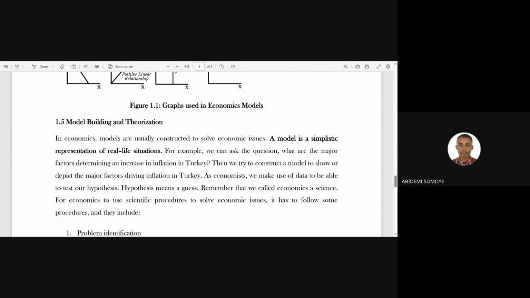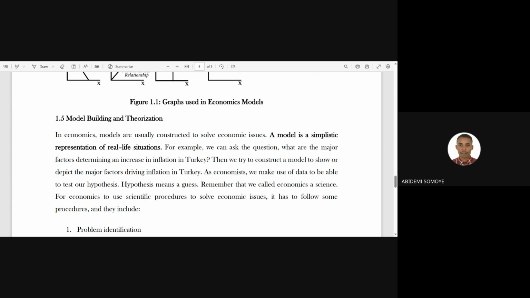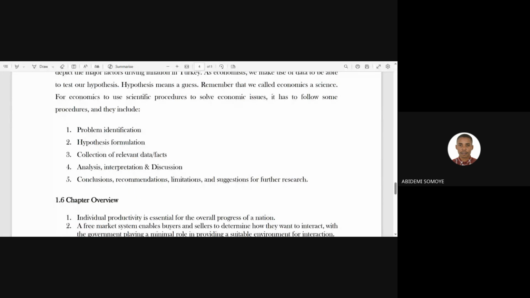As economists, we make use of data to be able to test our hypothesis, and hypothesis means a guess. Remember that we call economics a science. For economics to use scientific procedures to solve economic issues, it has to follow some procedures, and they include problem identification, hypothesis formulation, collection of relevant data, analysis, interpretation, and discussion, and conclusions, recommendations, limitations, and suggestions for further research. All right.